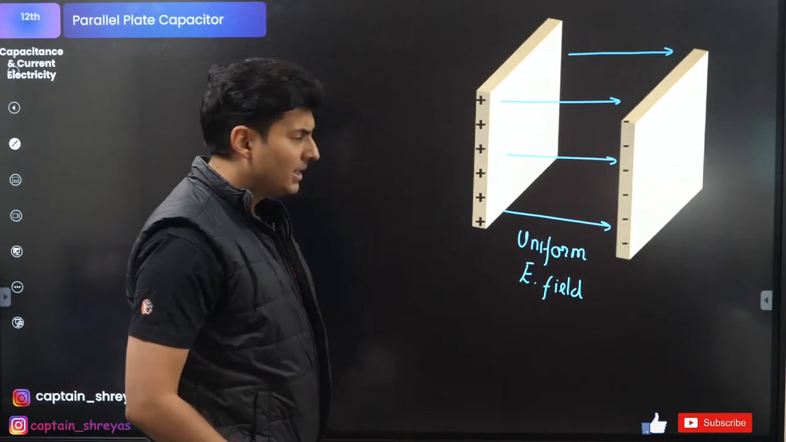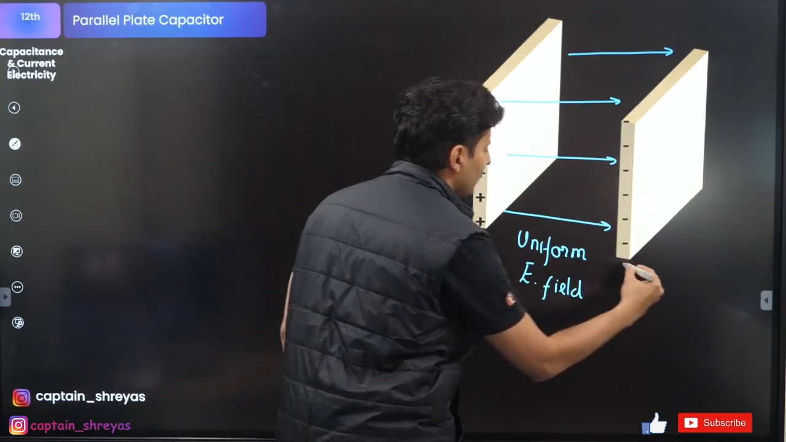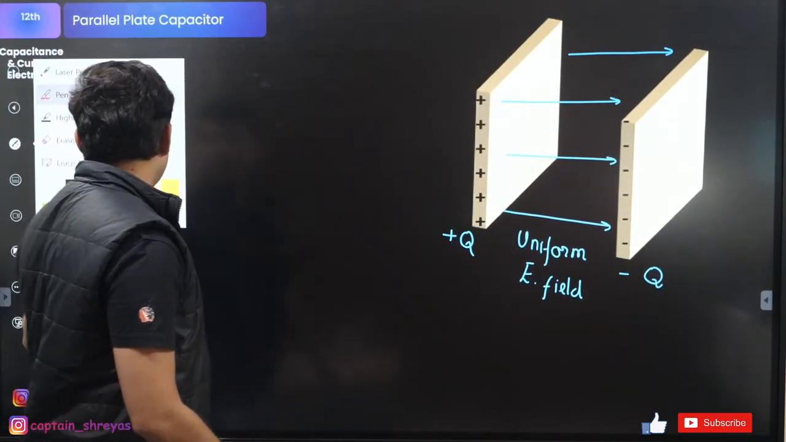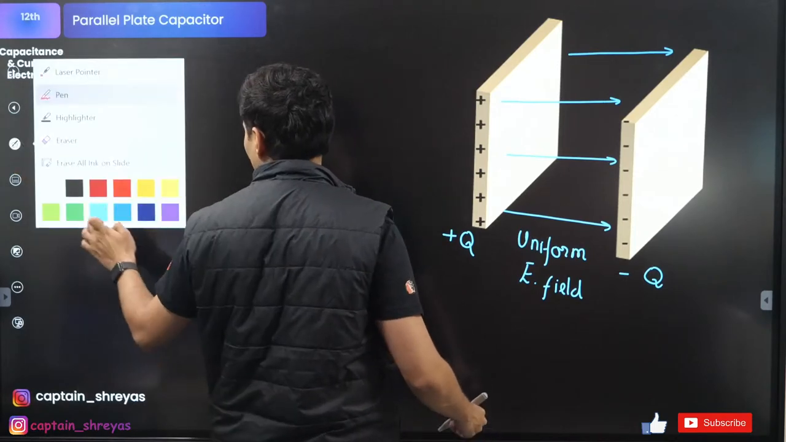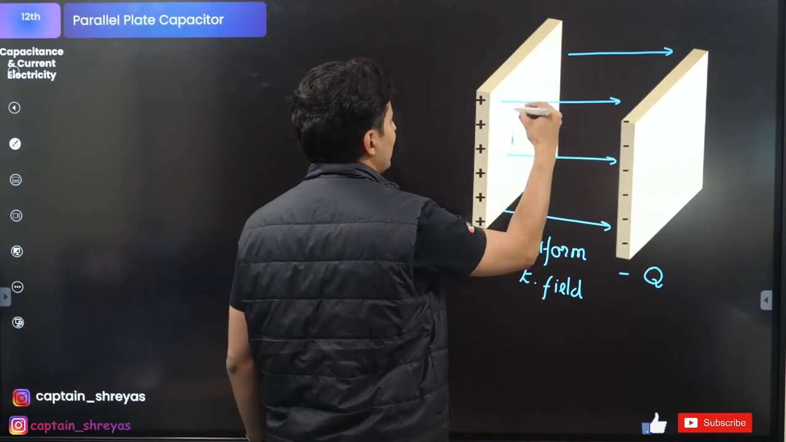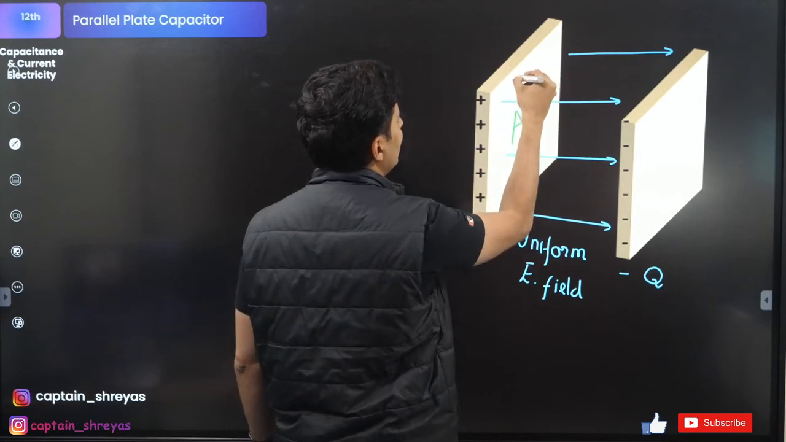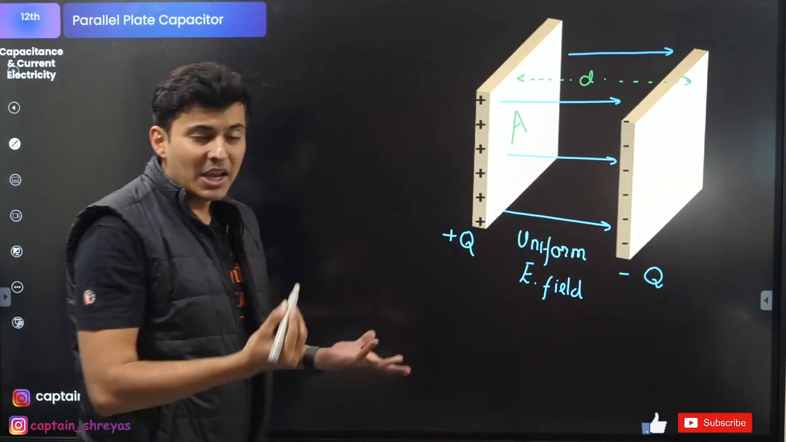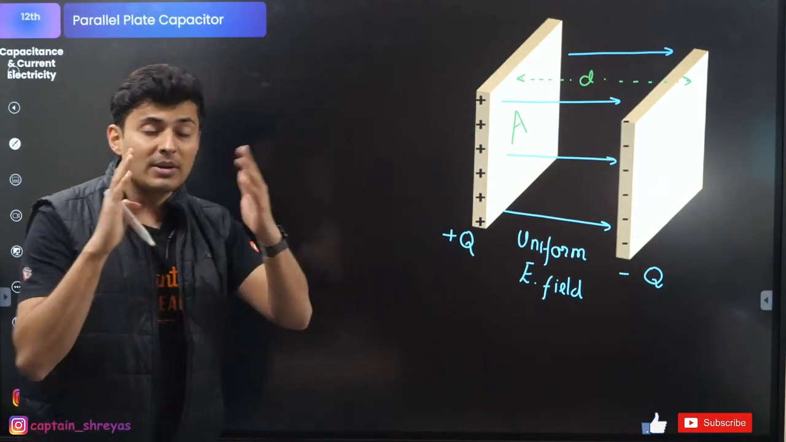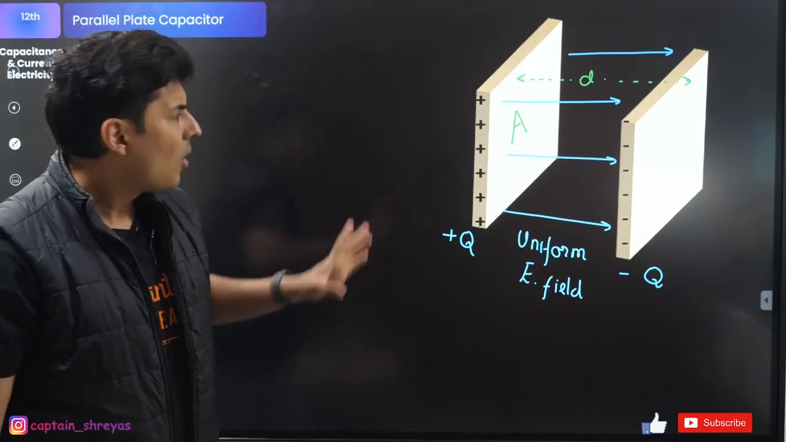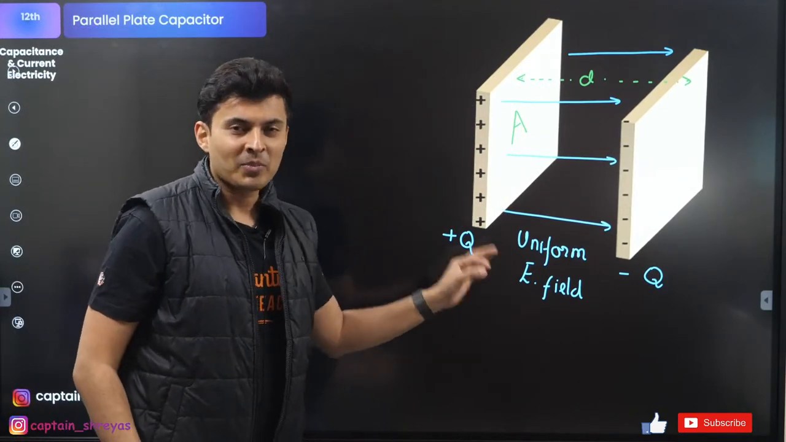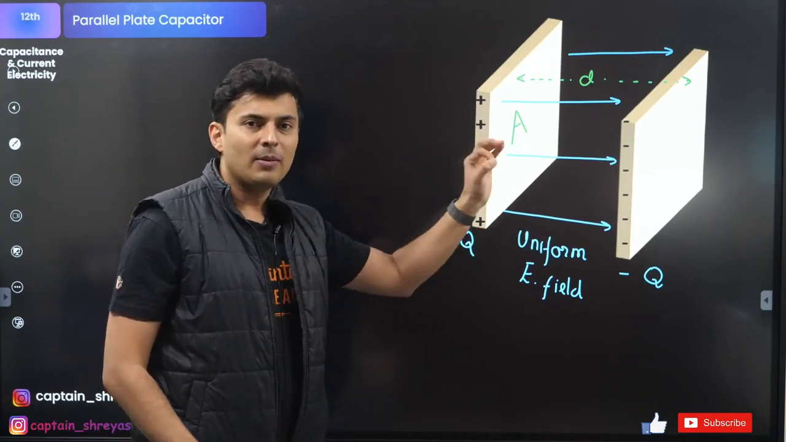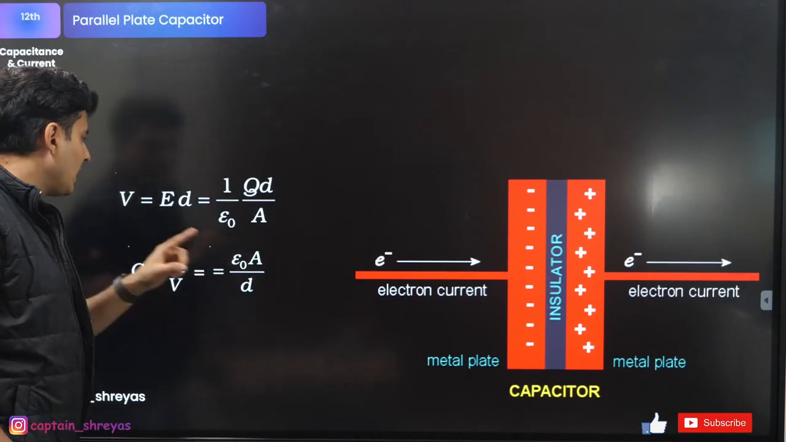Inside the capacitor, this side will be plus Q and this side will be minus Q. Imagine the area of the plate of this side is basically A, and the distance between the two plates is, let's say, D. If A is the area of the plate and D is the distance between the two plates, then the capacitance of such a capacitor is given by epsilon naught, permittivity, into area divided by D. Epsilon naught A by D.